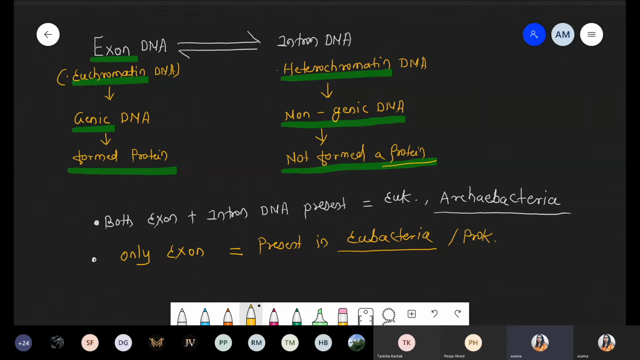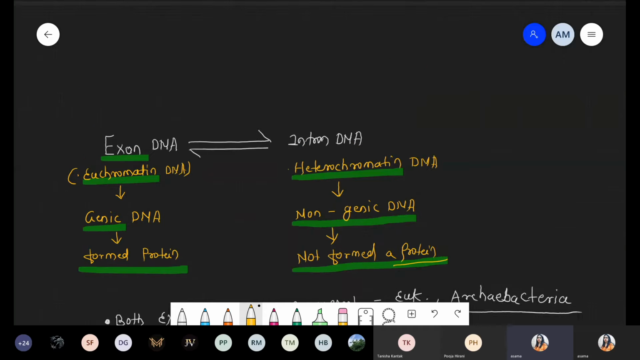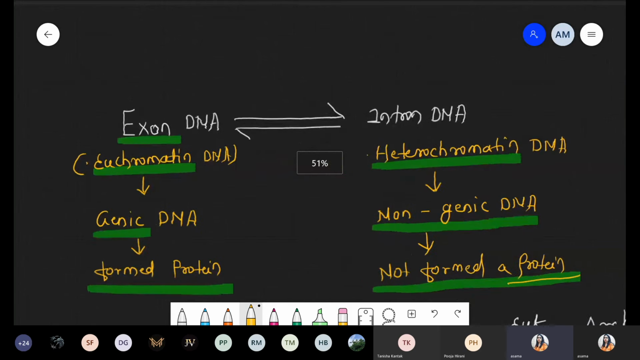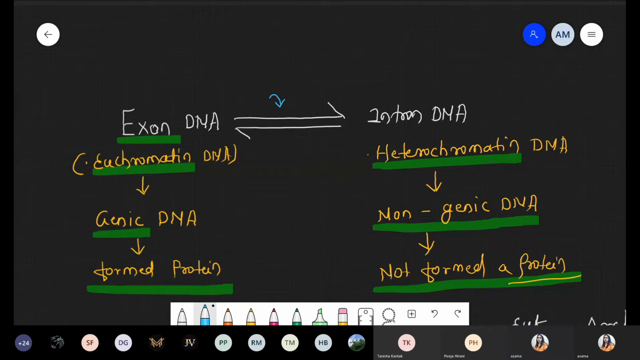Now, the next point. Going back to the first sentence, how do exon and intron interchange with each other? There is a game change because of the entry of one molecule, the H1 molecule. Remember, if H1 enters, that is the H1 histone protein, then after this entry, the exon is converted into intron form.